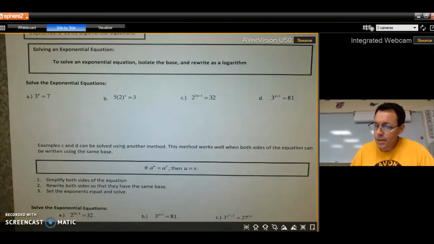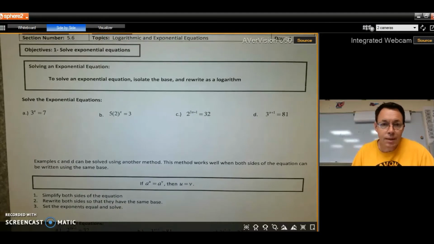Hey guys, today we're going to take a look at 5.6 and we're going to start solving equations that involve either exponential or logarithmic functions. So we're going to start with solving an exponential equation. That's what we're going to focus on today.